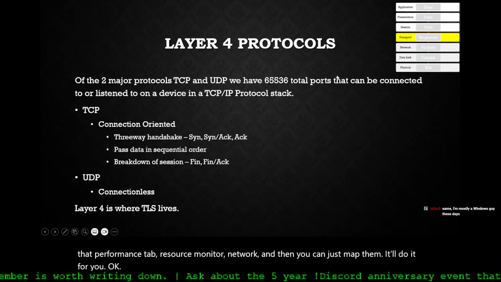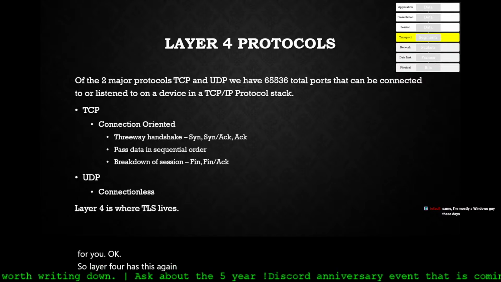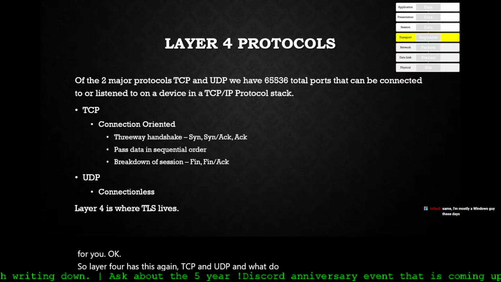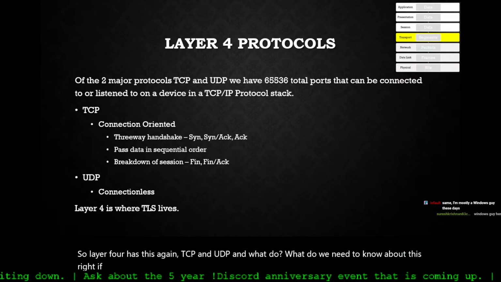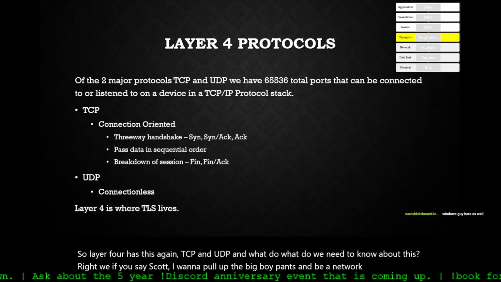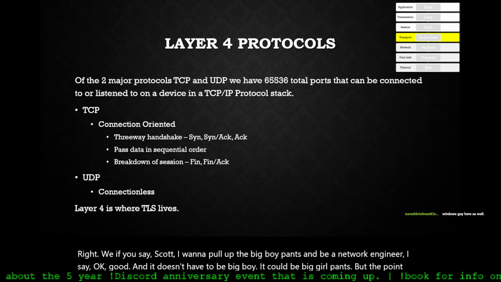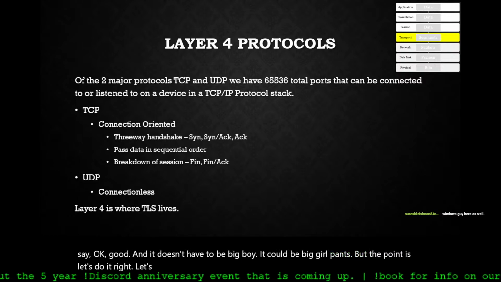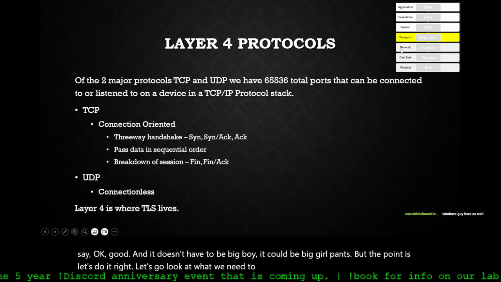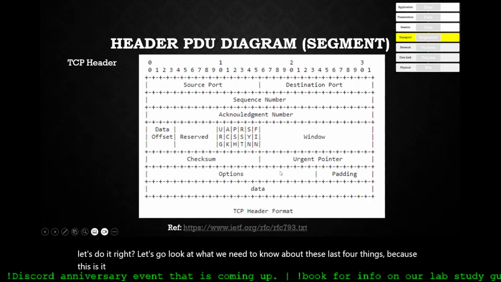So layer 4 has this, again, TCP and UDP. And what do we need to know about this, right? If you say, Scott, I want to pull up the big boy pants and be a network engineer, I say, okay, good. And it doesn't have to be big boy, it could be big girl pants. But the point is, let's do it, right? Let's go look at what we need to know about these last 4 things, because this is it. This is the crux of it right here.